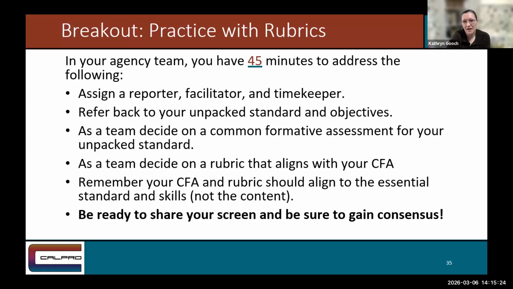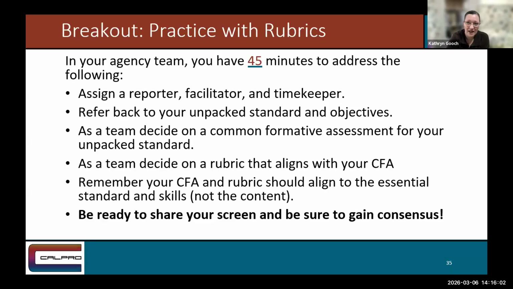You're going to work with your team, and we're going to address the following things here. So as you look at this list, let's go through this. As we have done previously, you need to assign a reporter, a facilitator, and a timekeeper. You're going to refer back to your unpacked standard and the objectives that we created in the prior webinars. So if someone has those documents, please, you can be the one to start pulling those up. As a team, you're going to decide on a common formative assessment for that unpacked standard, that work that you already did. And then as a team, you're going to decide on a rubric that aligns with your CFA.